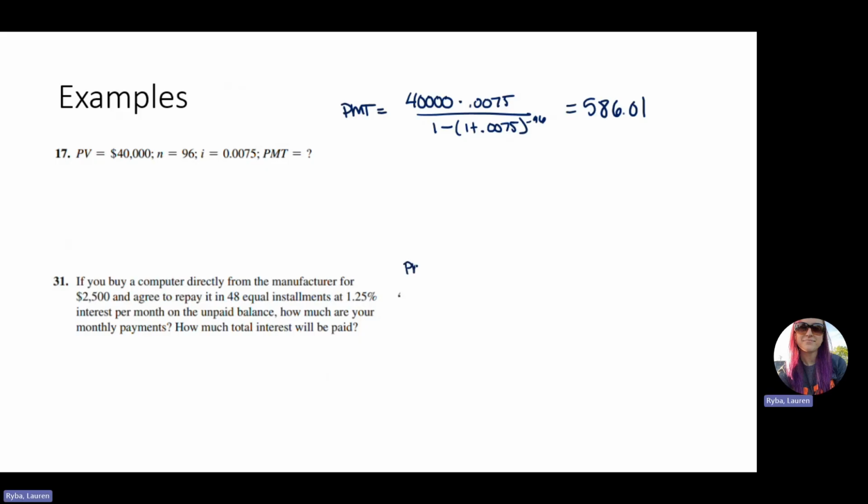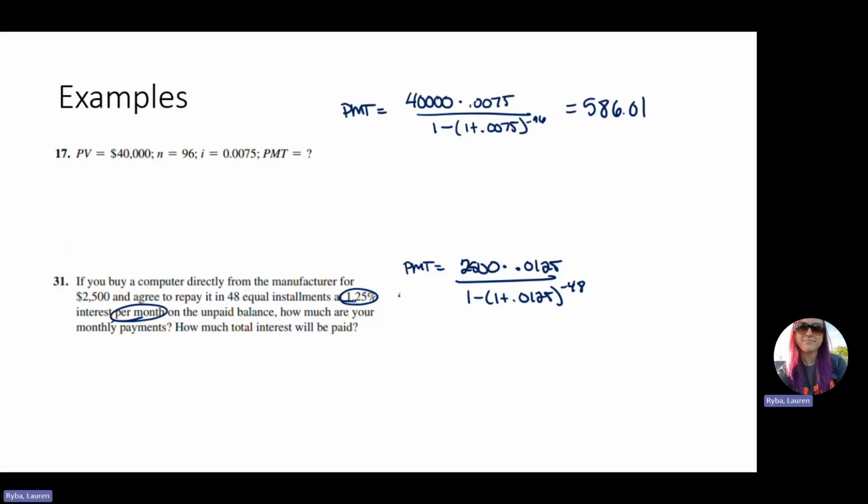We have payments equals 2,500, and this is already calculated as how much you're paying per month. So I don't have to divide this by 12. This is already my monthly interest. So 0.0125, 1 minus 1 plus 0.0125. We're going to do that 48 times.